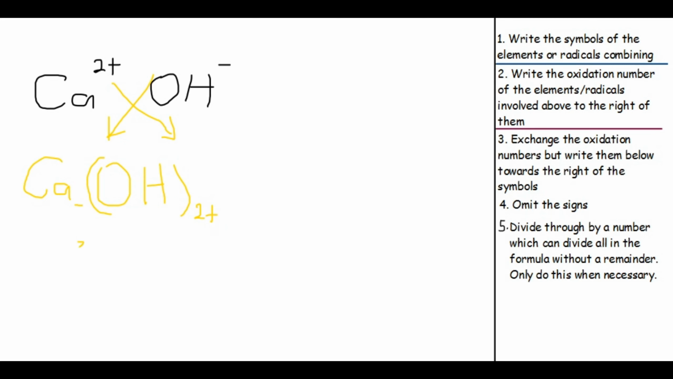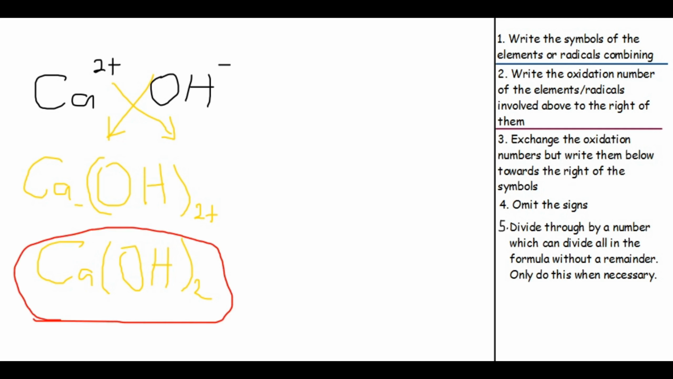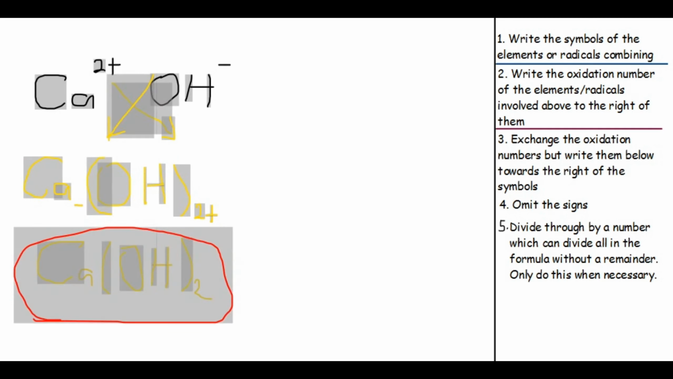So we'll have Ca brackets OH 2, and we can't divide by anything because there is nothing common that can divide through. Like for calcium we have 1 here, and OH we have 2. There is no number that can divide both sides and still give a whole number, so we're going to leave the formula as it is. Still try to attempt this one yourself if you can.